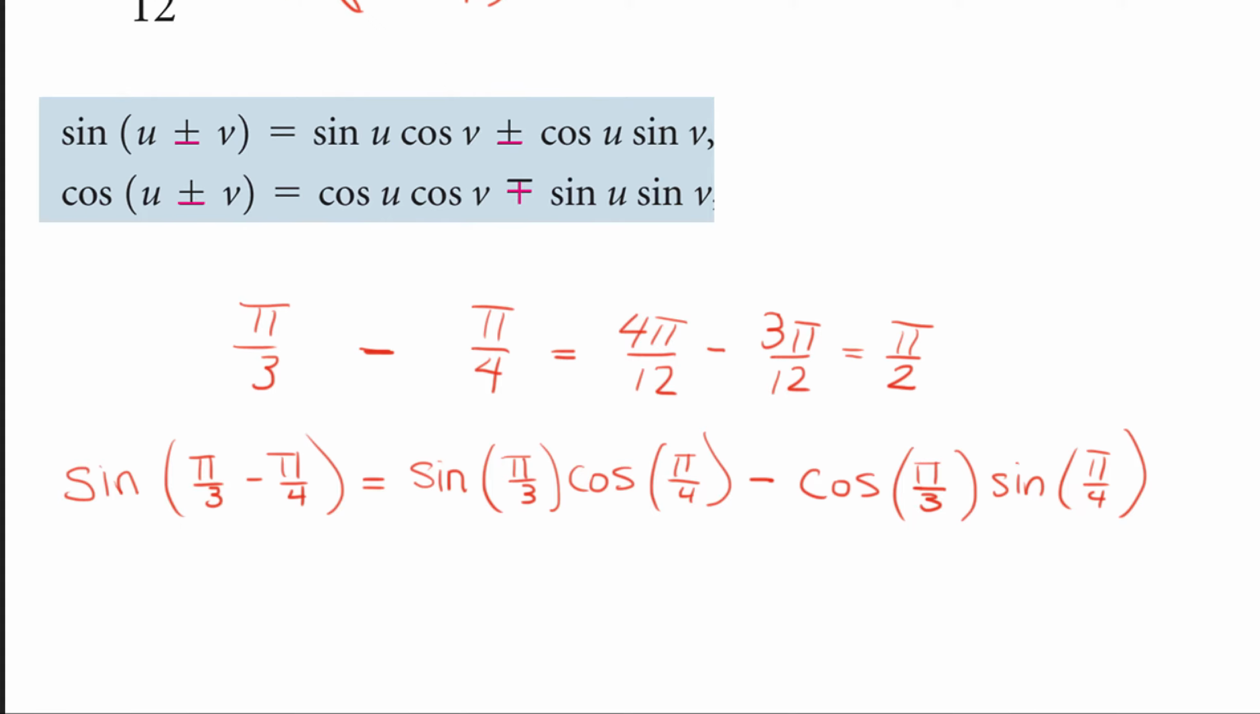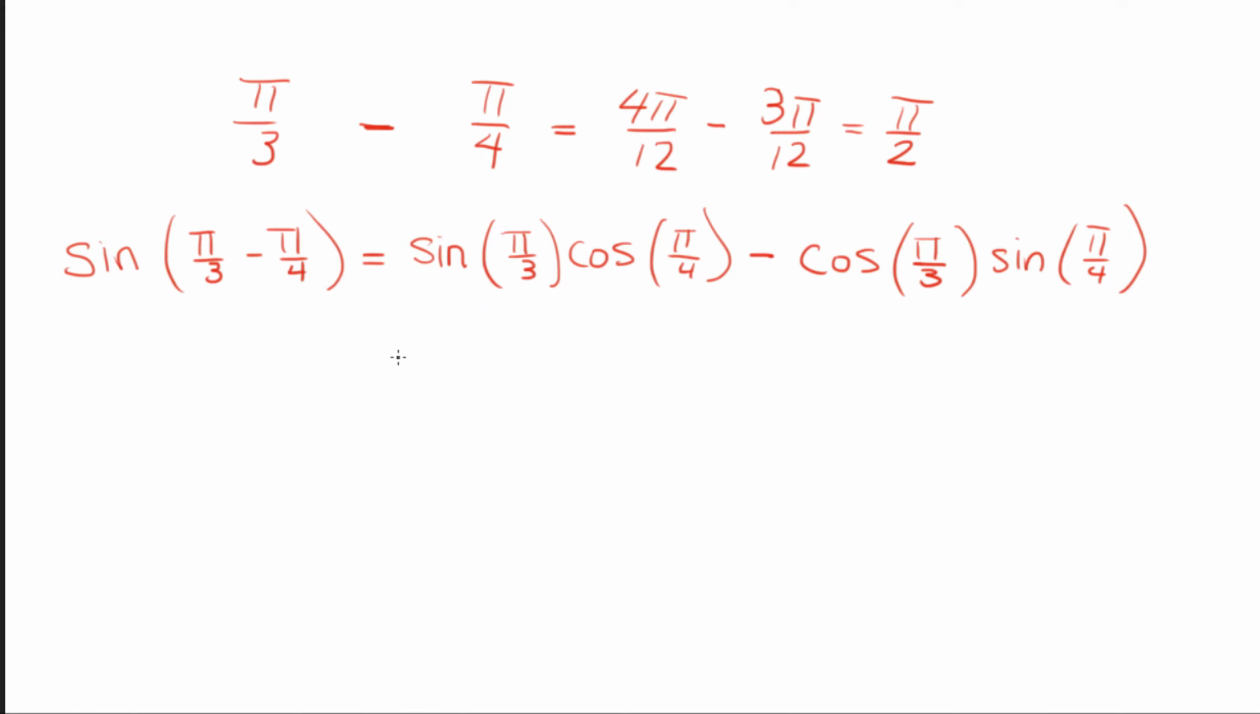Now what is that equal to? Well, sine of pi over 3 is square root of 3 over 2. Cosine of pi over 4, square root of 2 over 2. Minus cosine of pi over 3 is 1/2. And sine of pi over 4, square root of 2 over 2.